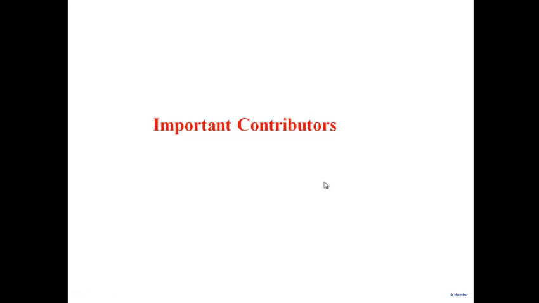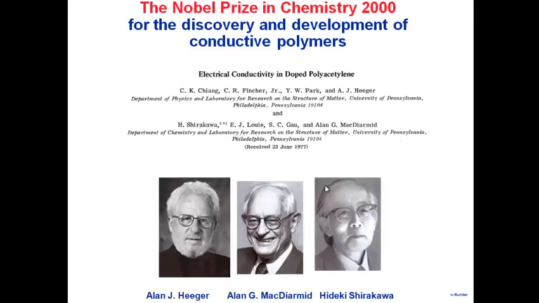A few names, important contributors to this particular field here. This field of organic electronics, people have been working on it for a long time, since the 1960s and all that. They've been working slowly on organic semiconductors here. But this whole field got a big boost when the Nobel Prize in Chemistry was given in 2000 for work on conductive polymers. These are the three people, Heeger, MacDiarmid, and Shirakawa.